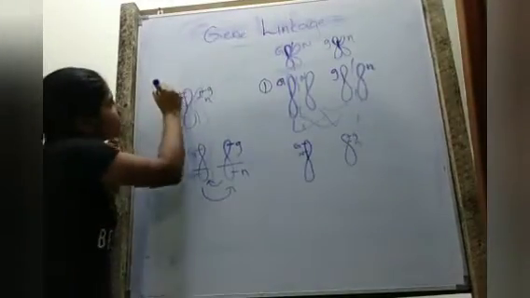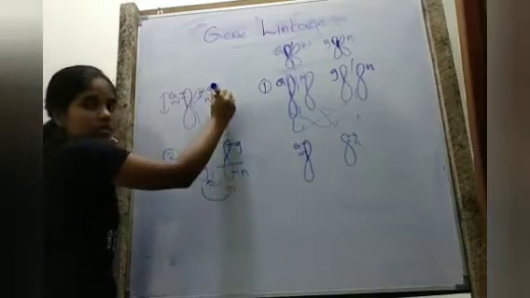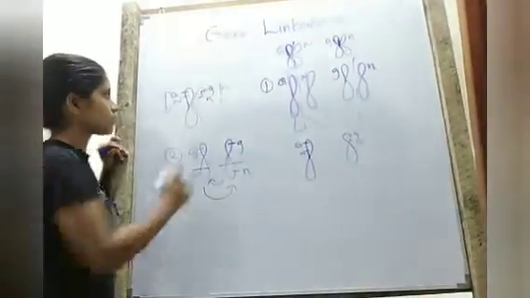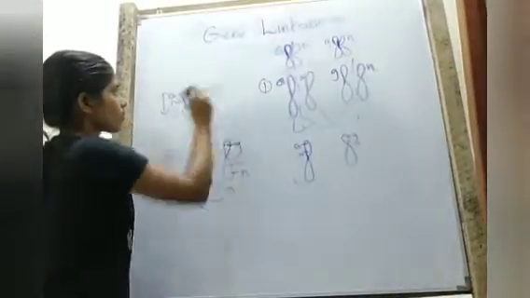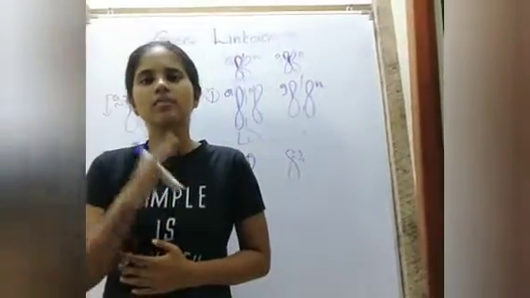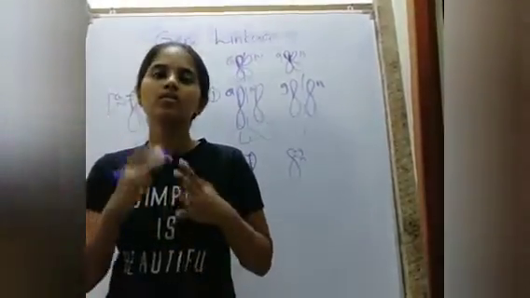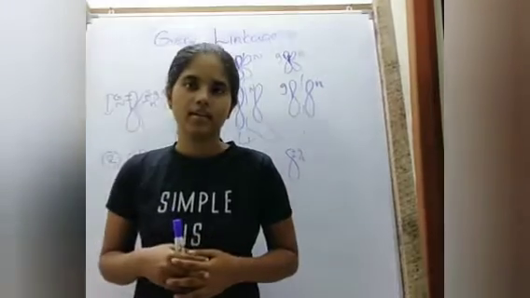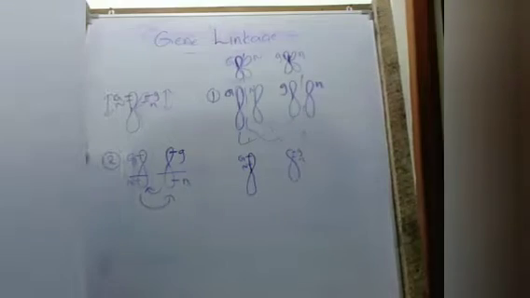But in here, crossing over cannot occur because these two are too close to each other. Okay. In linkage, the two genes are inherited together like this, GN and GN. Independent assortment cannot occur and crossing over also cannot occur because these two are located closer to each other, not far apart like this.